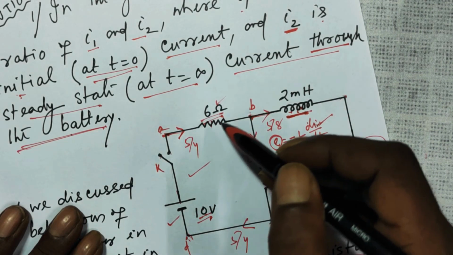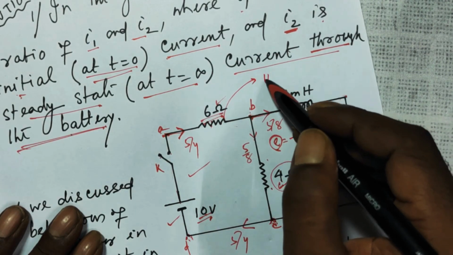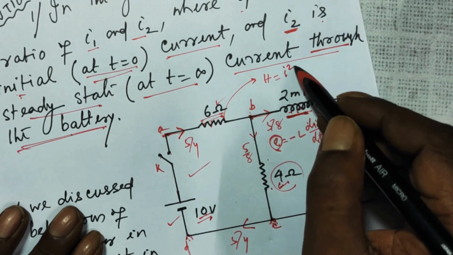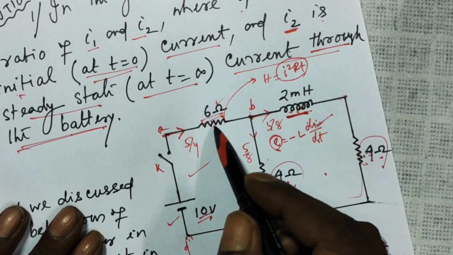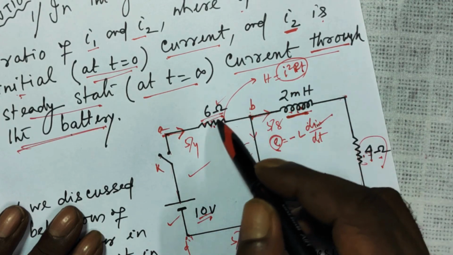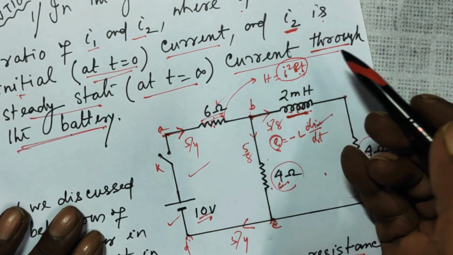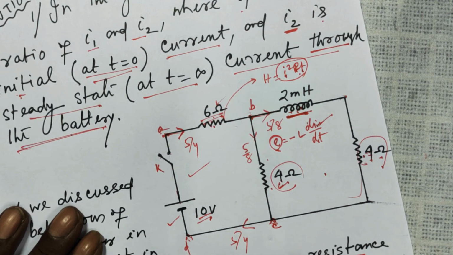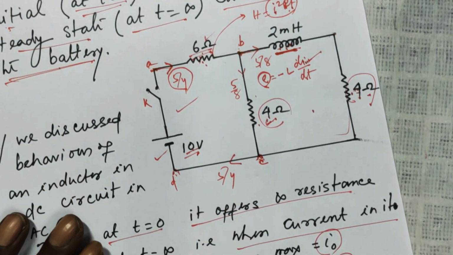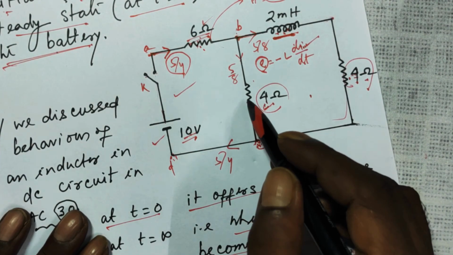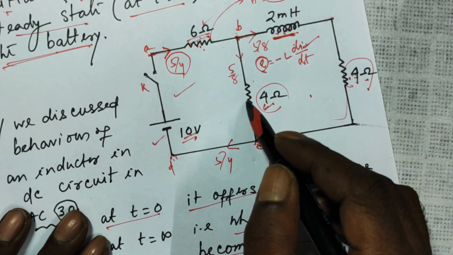What is the heat produced here? Then you can use the simple formula, H produced is equal to I square RT. They might ask you what is the heat produced here in 2 seconds. Put T is equal to 2, the value of R 6, and I, whatever is the value of I. If they are asking at T is equal to 0, then I is equal to 1. If they are asking at T is equal to infinite, then I through this is 5 by 4 ampere.